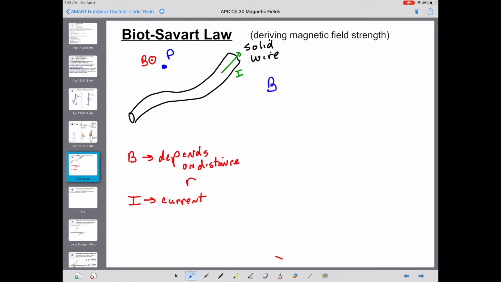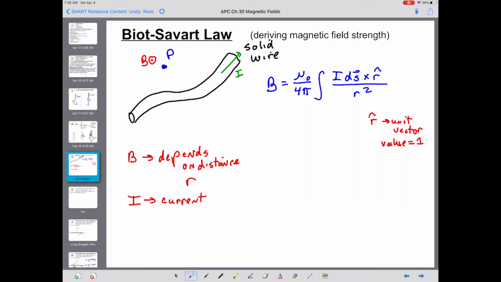So your Biot-Savart law for the magnetic field at point P: B is equal to mu naught over 4 pi, integral of I ds cross R unit vector over R squared. A couple of notes. R unit vector is a unit vector. Because it is a unit vector, it has a value equal to 1. So don't confuse that and say that's an R and try to divide it out with the R squared on the bottom. You cannot do that. It is just a pointer, and it allows you to use the cross product and get a direction of the magnetic field.